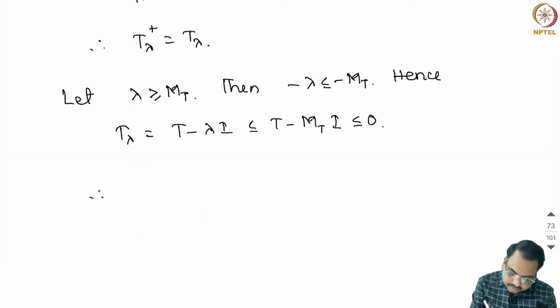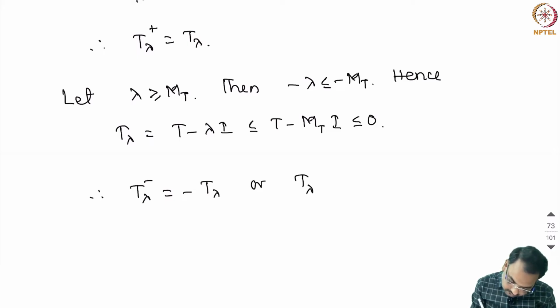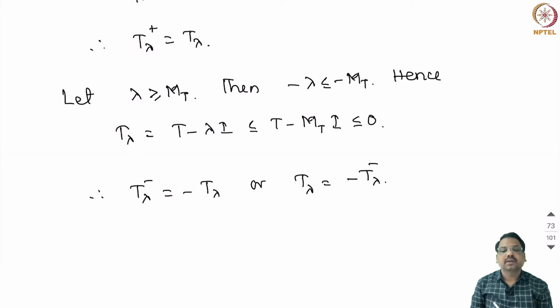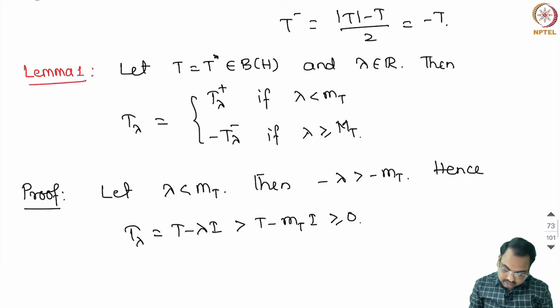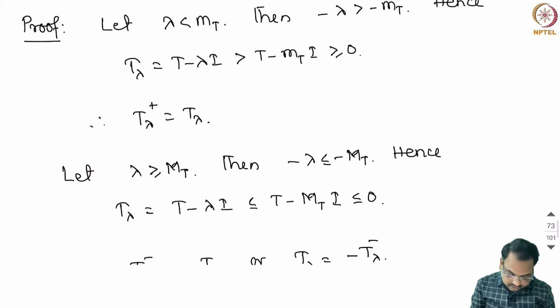T lambda minus is minus of the original operator. So we can say that T lambda is minus of T lambda minus. Okay, so this proves the lemma in both cases.